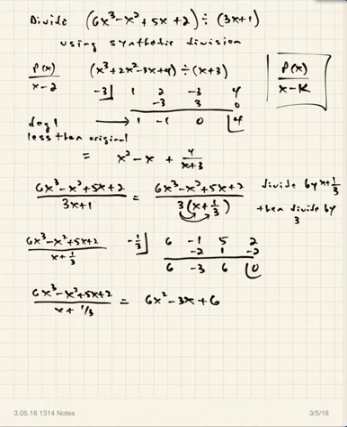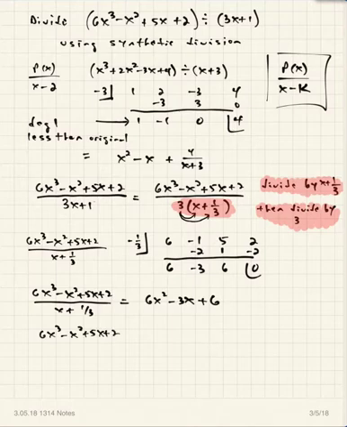Now remember what I said to do over here off to the side. You first divide by x plus 1/3. That's what we just did synthetically. And now you take your answer and you divide it by 3. Because remember, what we were really dividing by is we were not just dividing by x plus 1/3. We were dividing by a 3 and an x plus 1/3. So in our problem here, you take this polynomial and also divide by 3.